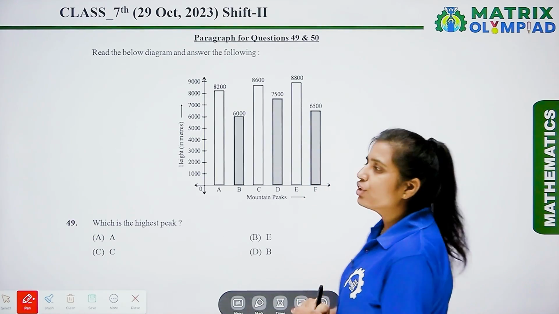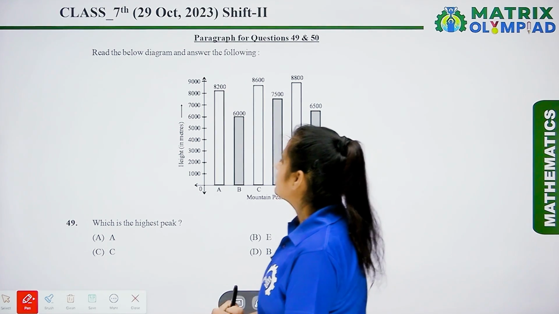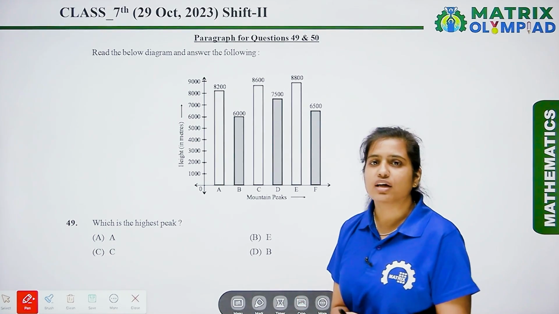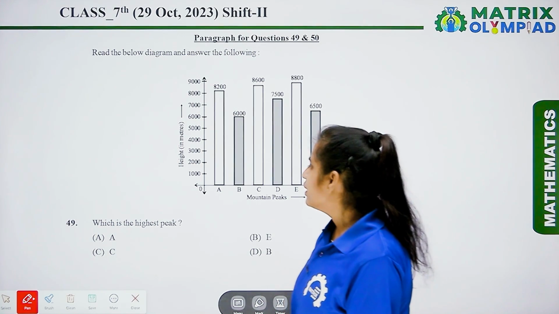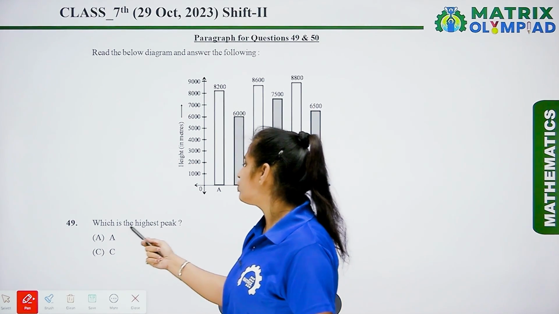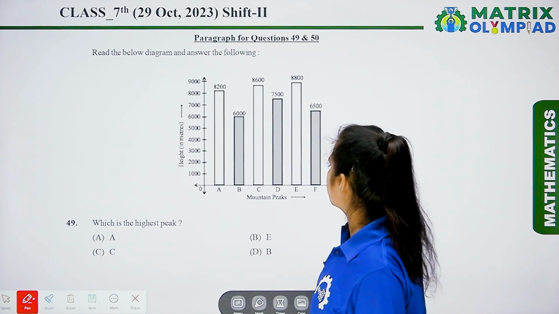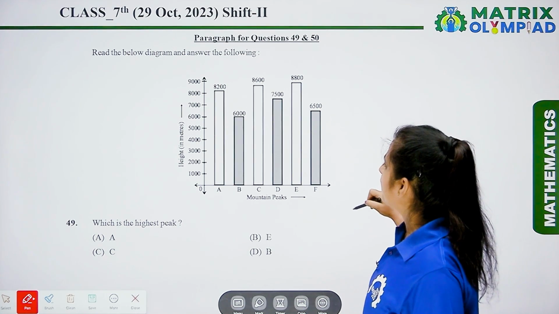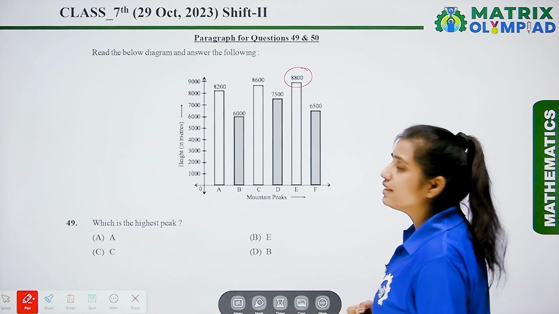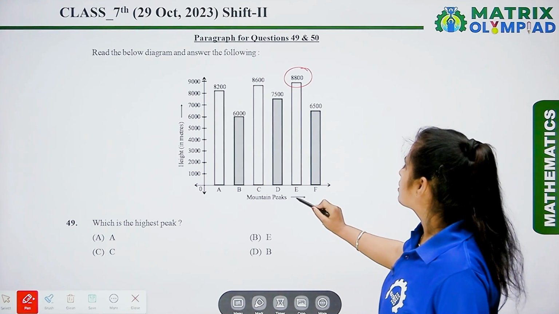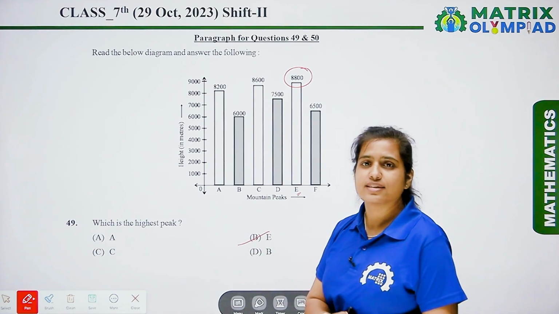Now let's move on to the next question. Read the below diagram and answer the following. Here we are given a bar graph. Based on this bar graph, we have to answer question number 49. The question is, which is the highest peak? So we have to find out which is the highest peak in the given diagram. Here this is 8,800. So the highest peak is E. Here option B is the correct answer.